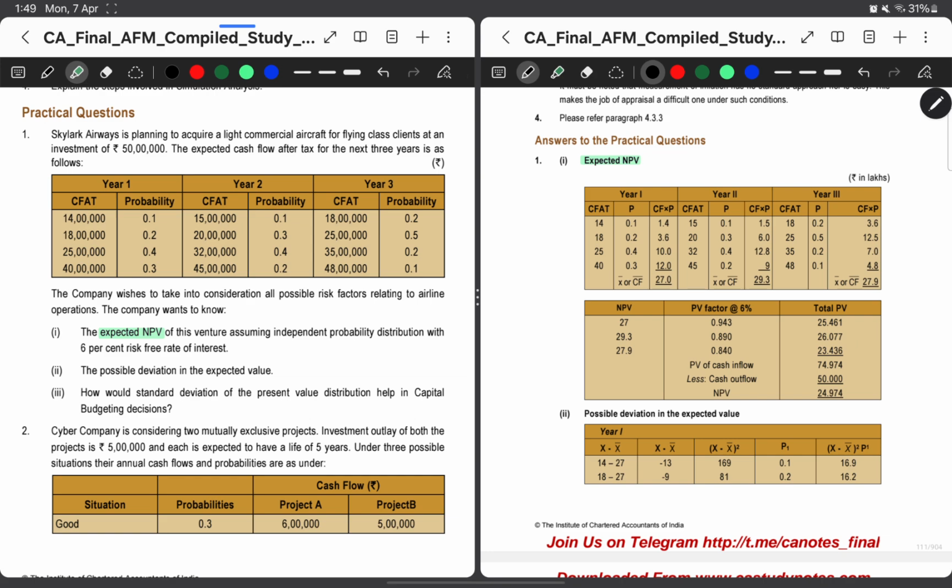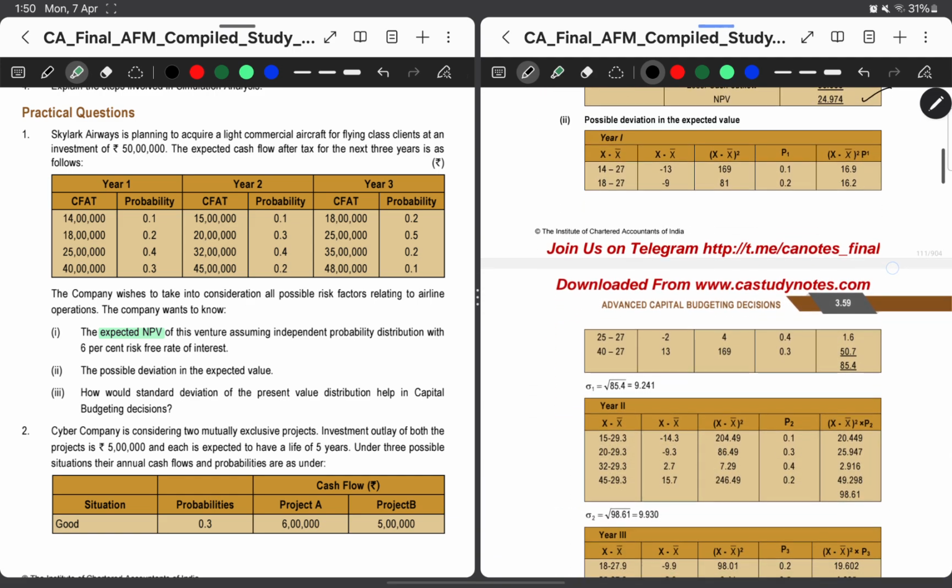This is simple as usual. We have to multiply the cash flow with probability, and then we'll get the expected cash flow, yearly expected cash flows. That yearly expected cash flows will be multiplied with the present value factor. Here they have given 6% risk-free rate of return. Multiplying that, we'll get expected net present value by reducing the cash outflow. They have given a cash outflow of 50 lakhs. So we are getting a positive NPV of 24 lakhs 97,400.